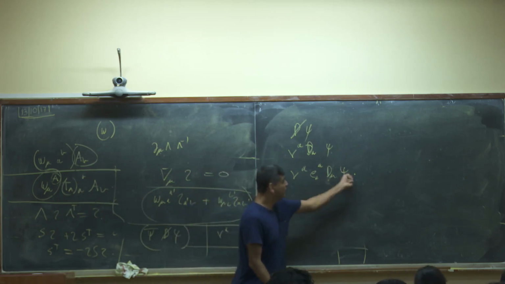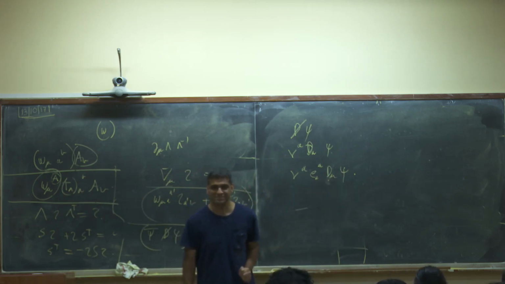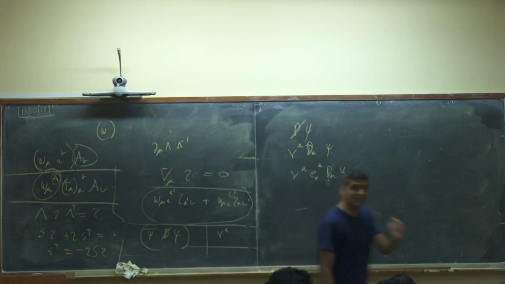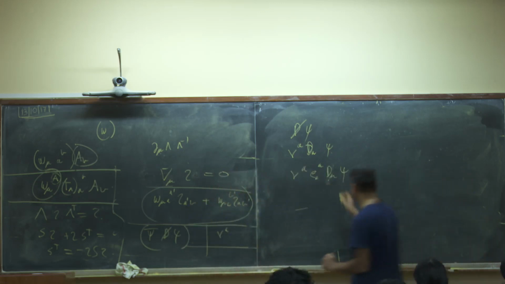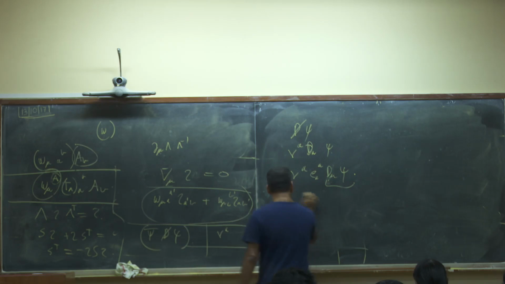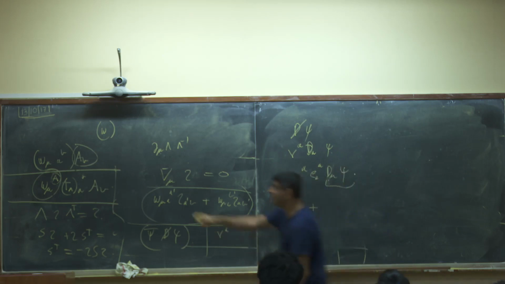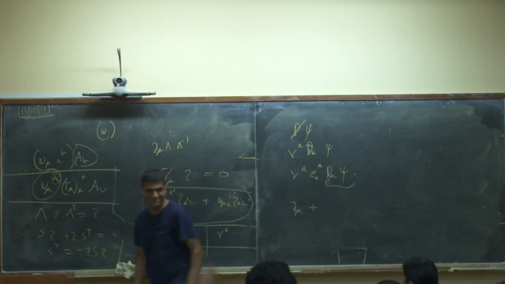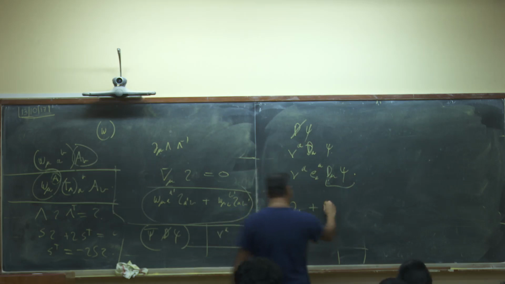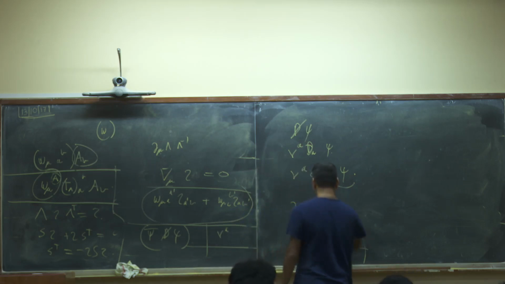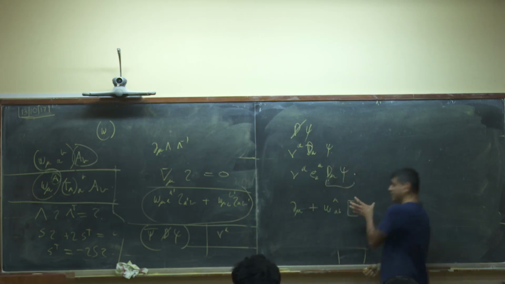What does D mu of psi mean? D mu of psi is d mu plus, and now we use this way of thinking, we have omega mu AB, let's say, times the generator of Lorentz transformations in the spinor representation.